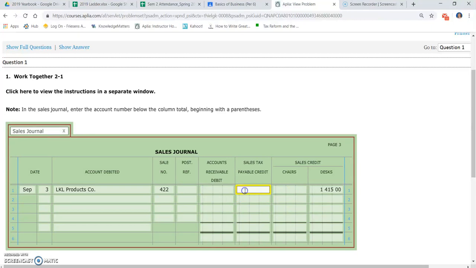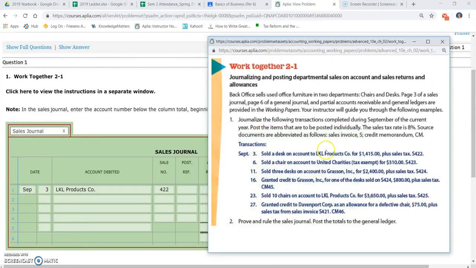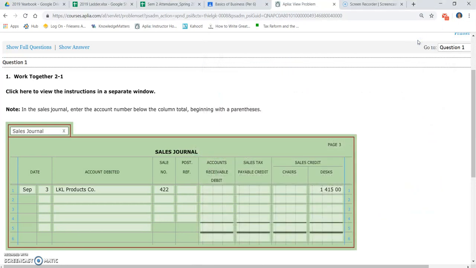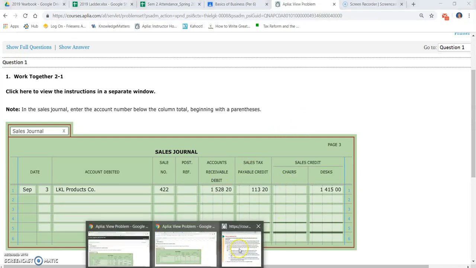And then remember, we needed to calculate some sales tax. Our sales tax rate was 8%. So we take 1,415 times 8%, and we get $113.20. That's going to go in our sales tax. And then the total of those two is the amount that LKL Products owes us, so that's $1,528.20. Okay, simple enough for our first one.